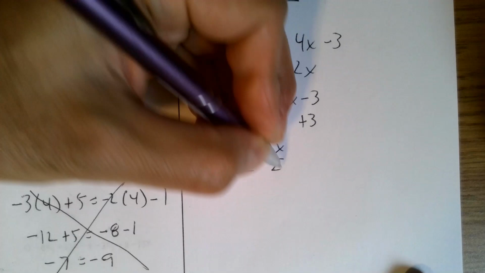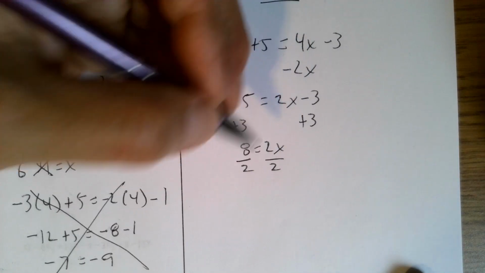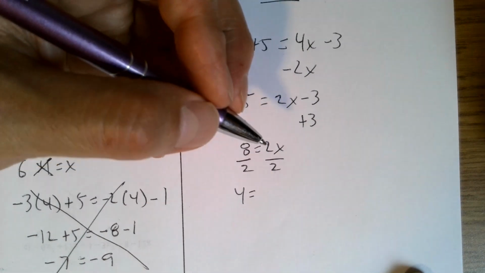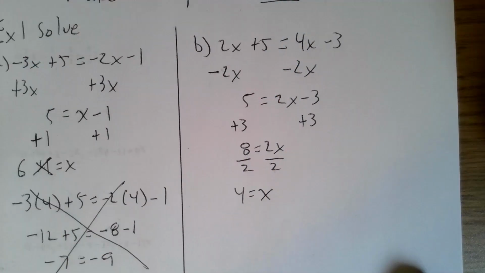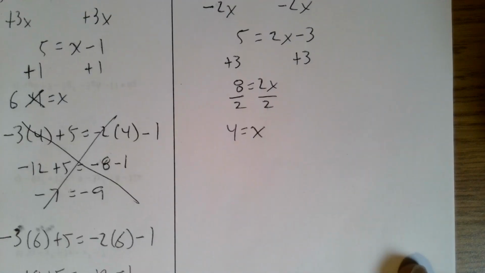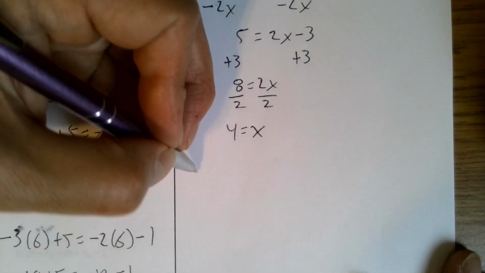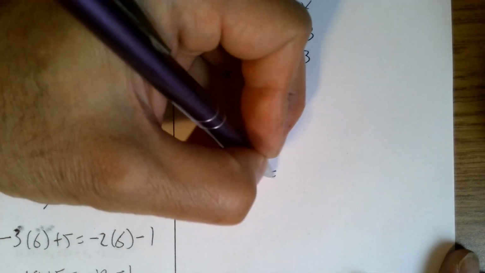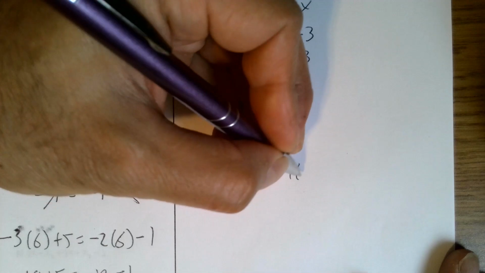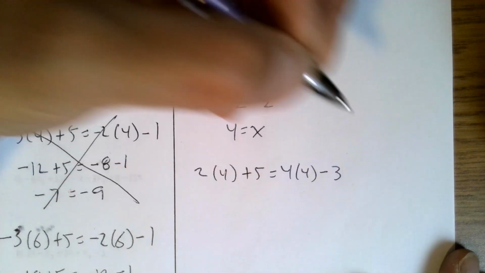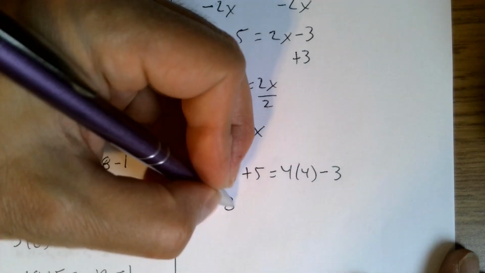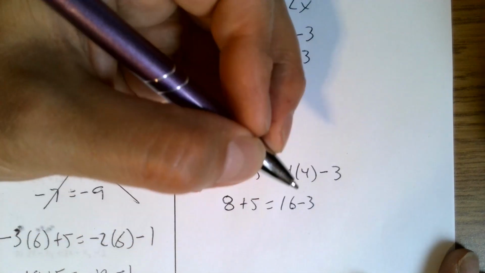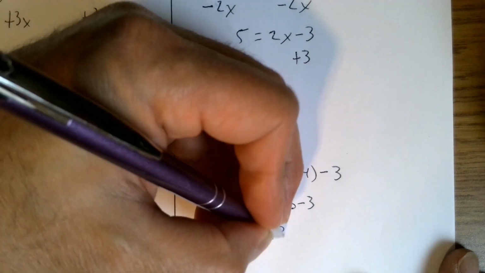Divide both sides by 2 because we want 1 times x. So 8 divided by 2 is 4. 2 divided by 2 is 1, so I got 1 times x, or just x. Okay, and now let's make sure that that makes the original equation true. Write it exactly the same as the original, but instead of x, I'm going to put a 4 in brackets. So I've got 8 plus 5 equals 16 minus 3. 13 equals 13 is true.